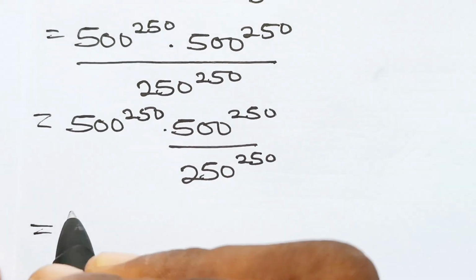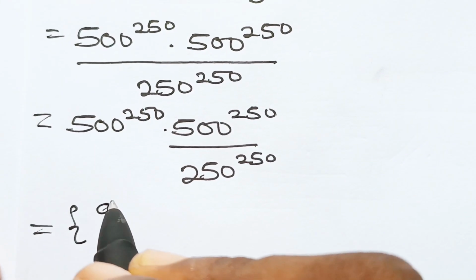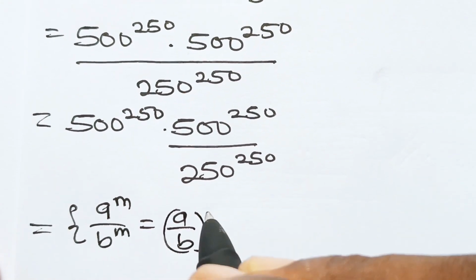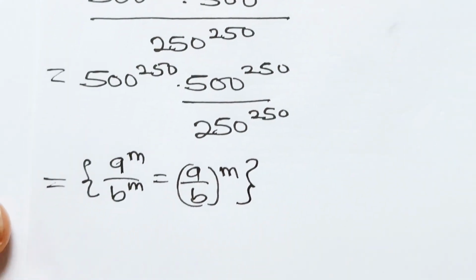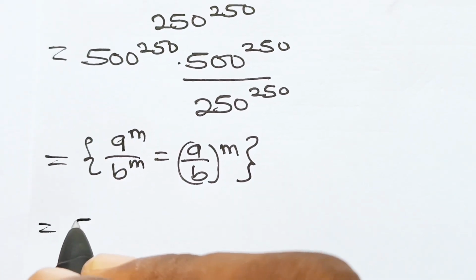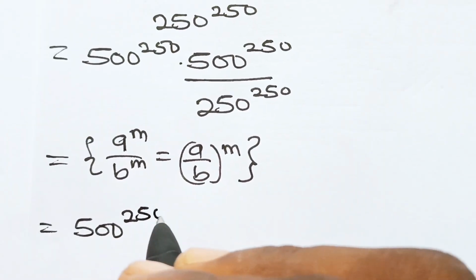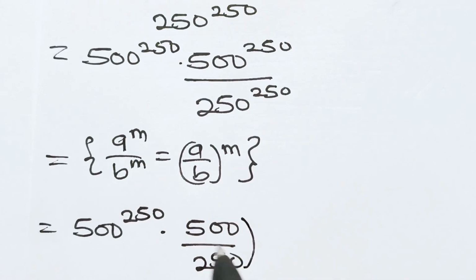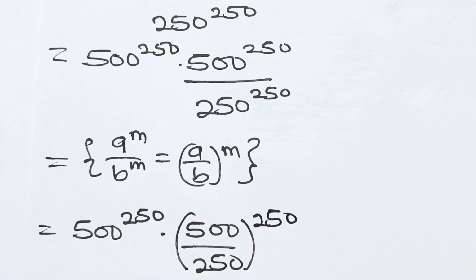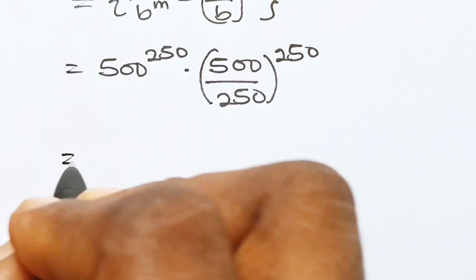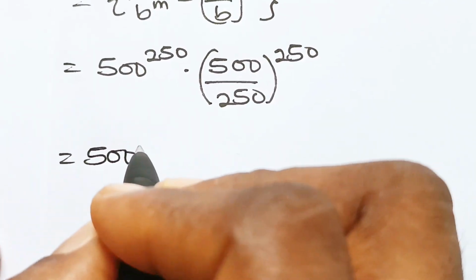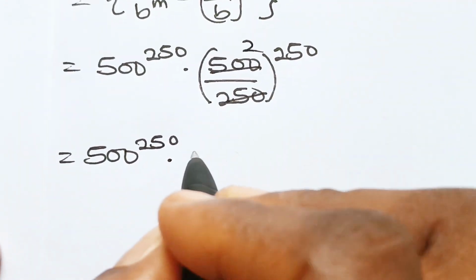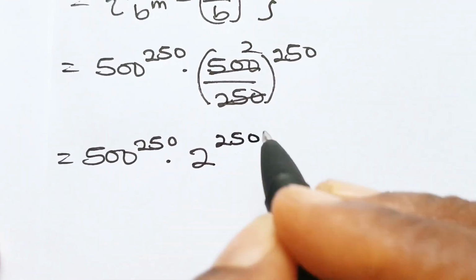Recall that a to the power of m divided by b to the power of m is equal to a divided by b, raised to the power of m. Therefore, we can write this to be equal to 500 to the power of 250 multiplied by 500 divided by 250, everything to the power of 250. This is equal to 500 to the power of 250 multiplied by, we divide this to give us 2 to the power of 250.